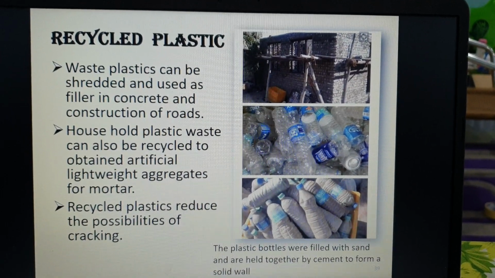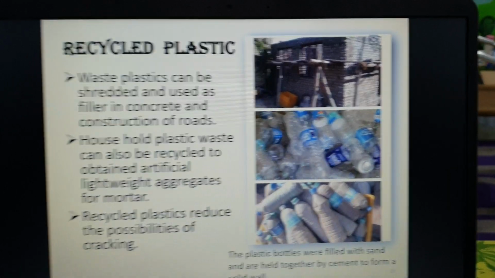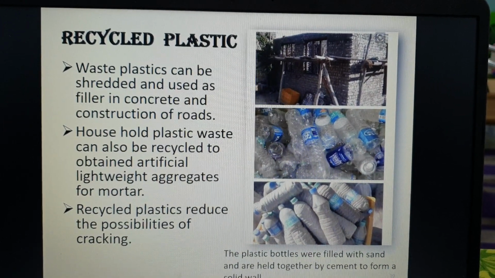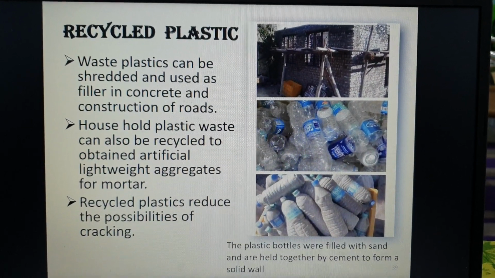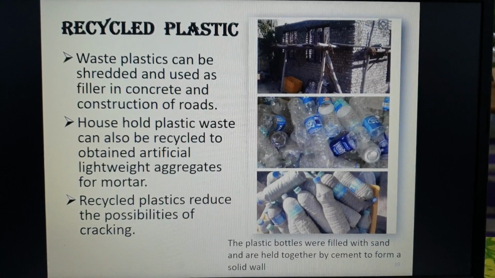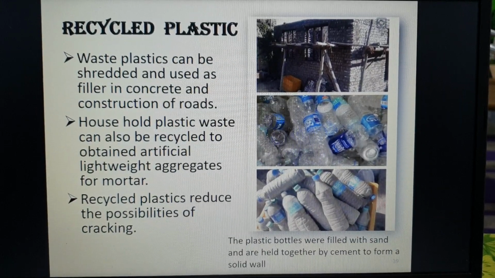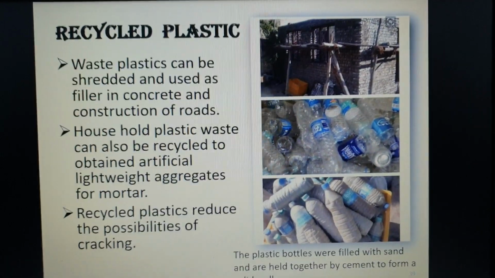This is for recycled plastic. This is quite common and quite famous nowadays. We are using a lot of plastic in many of our daily consumption, so a lot of waste plastic is available. Waste plastic can be shredded and used as filler in concrete and road construction. Household plastic waste can also be recycled to obtain artificial lightweight aggregates for mortar. Using recycled plastic can reduce the possibility of cracking. So that is all for this last chapter for this topic, and thank you.